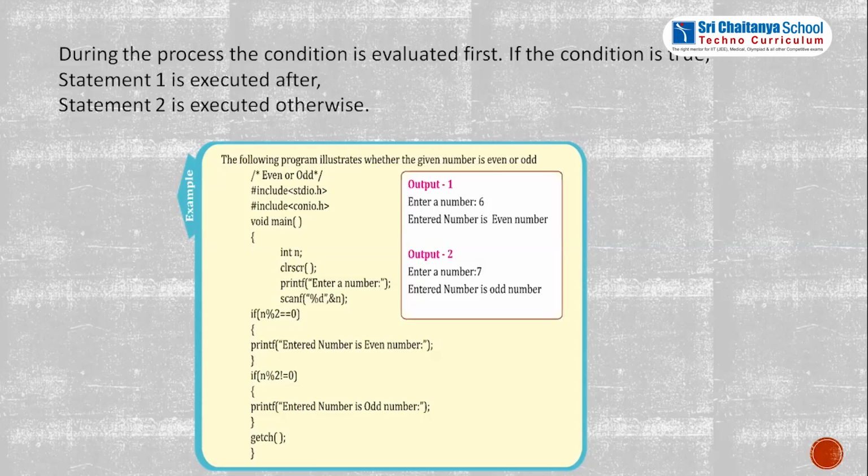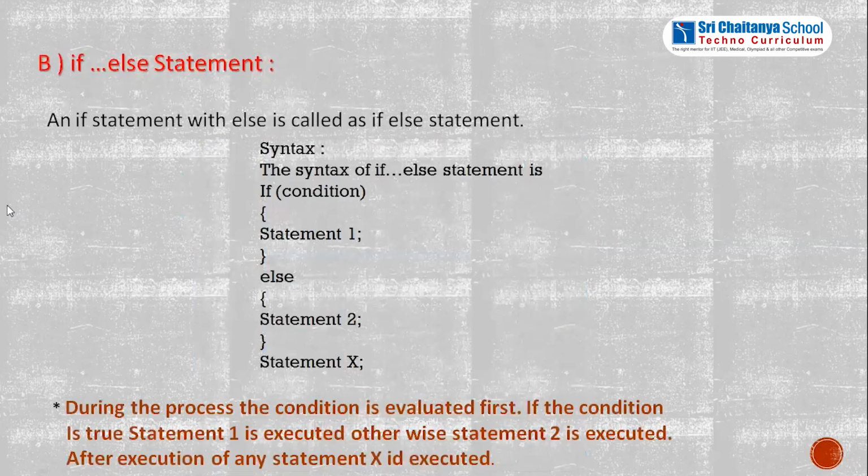Hope you understood this. Now let's move on to the next type of control statement, which is the if else statement. Any if statement with else is called an if else statement. That is just the definition. But children, in the previous example, they wanted to check if the number is even or odd. And what have we done there? We have used two if statements separately. One if statement: if n modulo 2 is double equal to 0, we said printf the number is even.